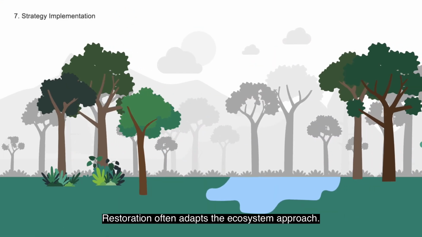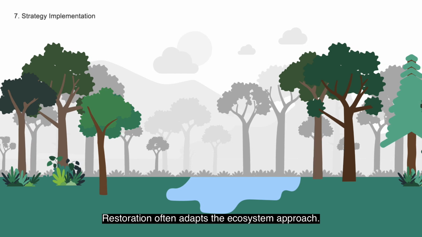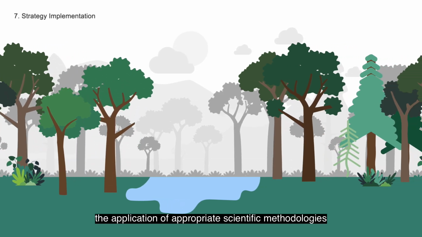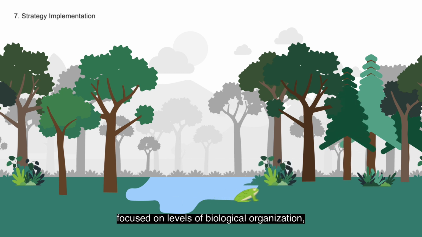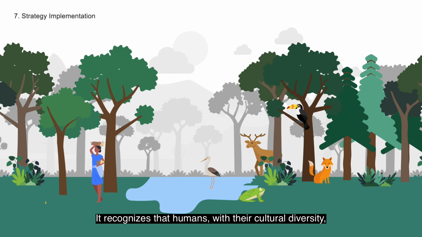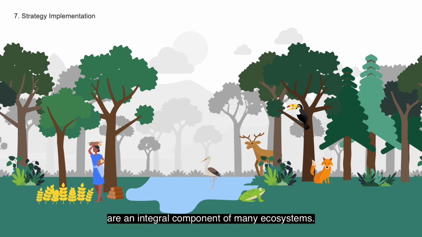Restoration often adopts the ecosystem approach. An ecosystem approach is based on the application of appropriate scientific methodologies focused on levels of biological organization, which encompasses the essential structure, processes, functions, and interactions among organisms and their environment. It recognizes that humans, with their cultural diversity, are an integral component of many ecosystems.